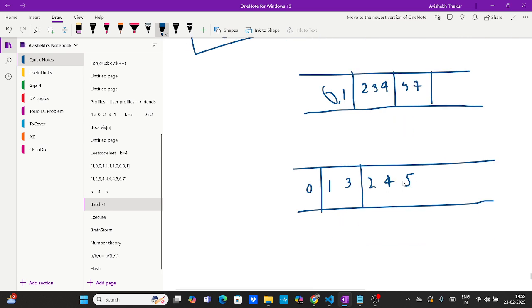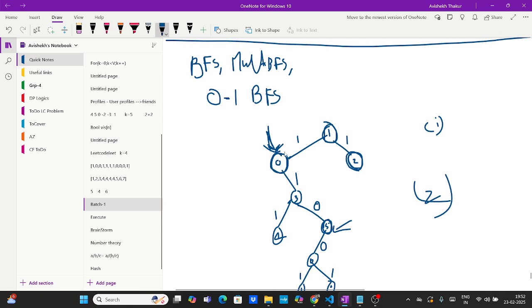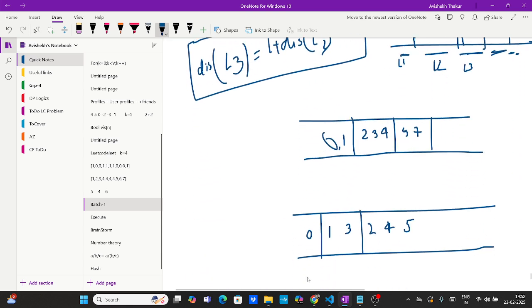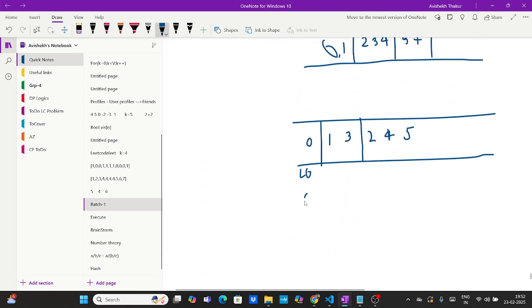And when it comes up, somehow 5 will have a distance of 2 now. Do you guys agree? Because this is level 0, which is having a distance 0. This is level 1 having a distance 1. This is level 2 having a distance 2. This is what we have done yesterday, right? But there is a tweak.